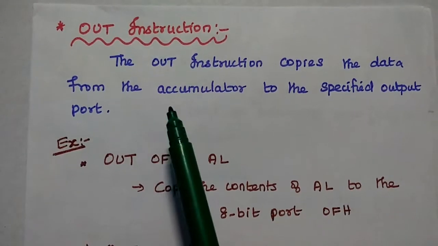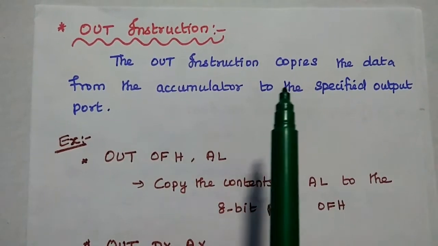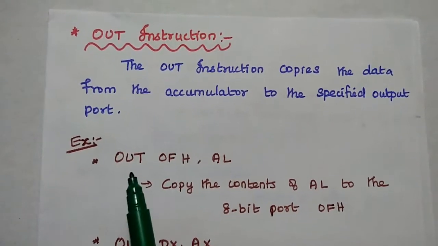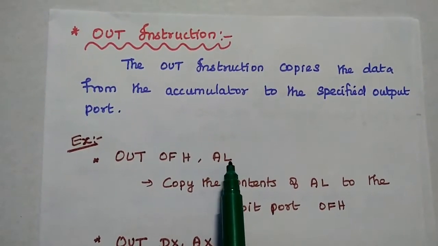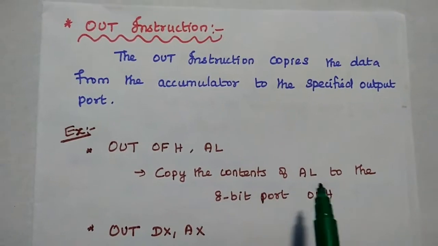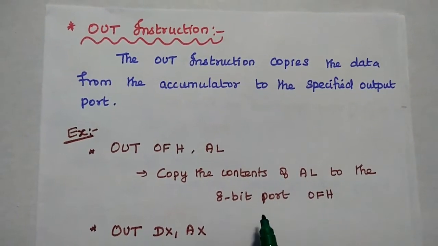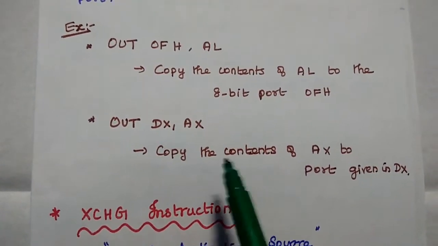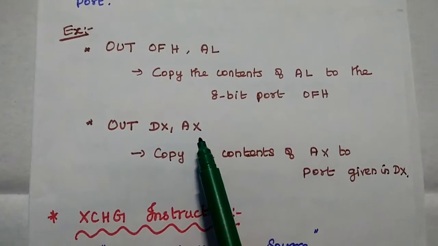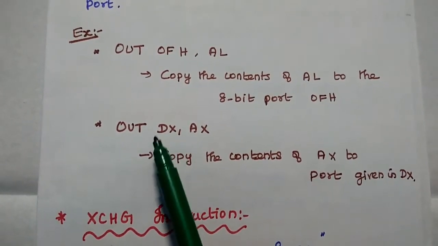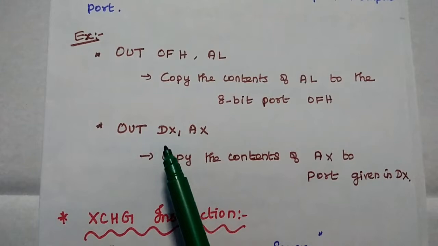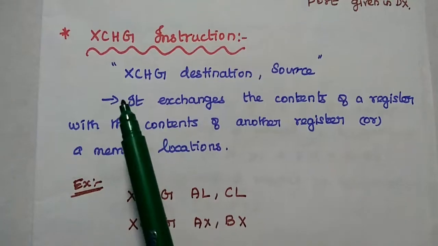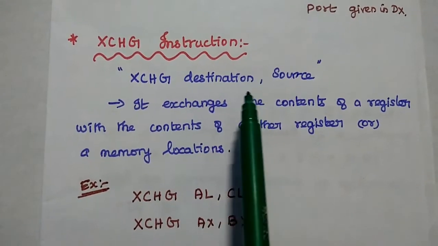The next one is the OUT instruction. The OUT instruction copies the data from the accumulator to the specified output port. Here, OUT 0FH, AL copies the content of the AL register to the 8-bit port 0FH. Similarly, we can transfer the data from the accumulator to the output port which is specified in a register. That is indirect mode, and the earlier one is direct mode.